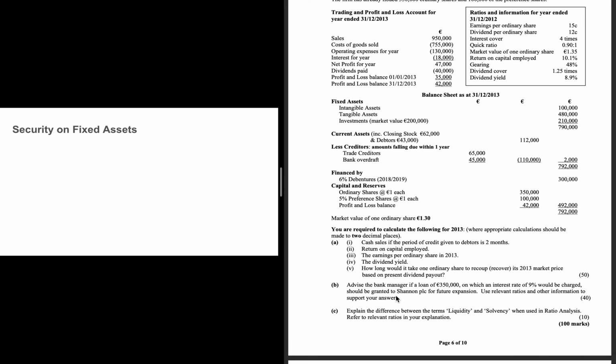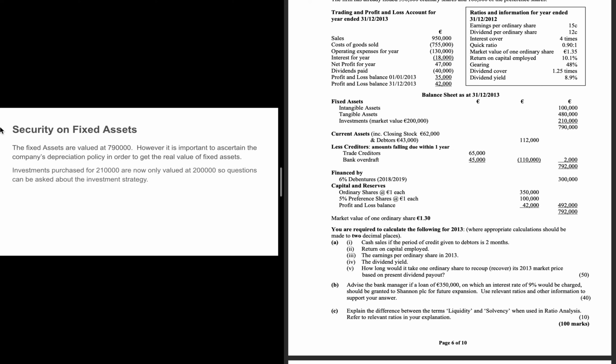Security and fixed assets. Their fixed assets are valued at 790, and again, you put in a line that we would like to ascertain the company's depreciation policy. We'll talk about our investments. So our investments are 210,000, but they're now only valued at 200,000, and that says something about poor financial management.